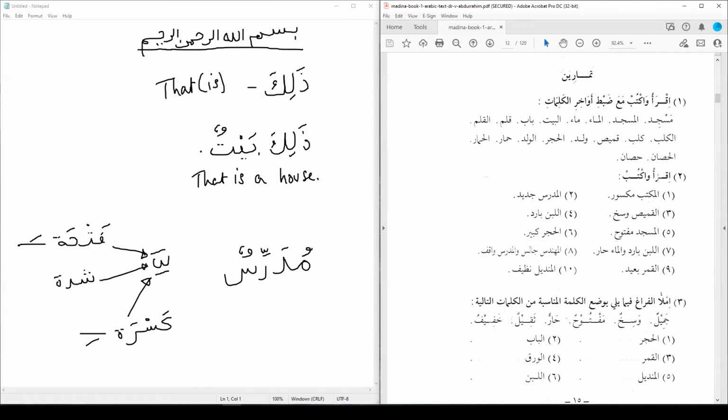The second exercise says Iqra waktub, read and write, and I'd also advise for it to be translated. So let's do the first 5 together. Al-maktabu maksurun, the desk is broken. Al-mudarrisu jadidun, the teacher is new. Al-qamisu wasikhun, the shirt is dirty. Al-labanu baridun, the milk is cold. Al-masjidu maftuhun, the mosque is open.